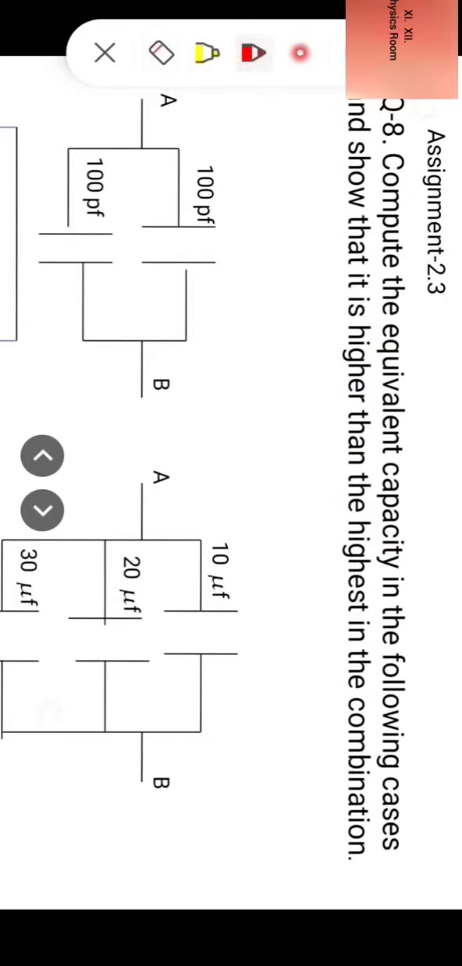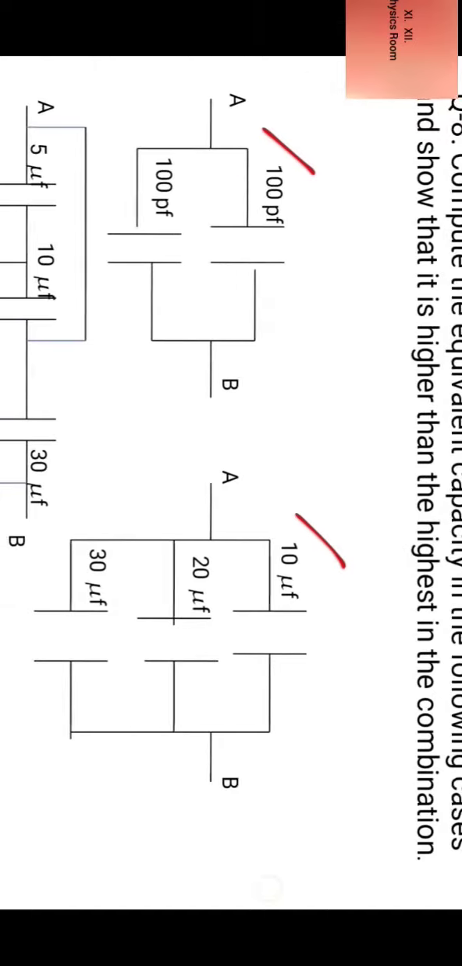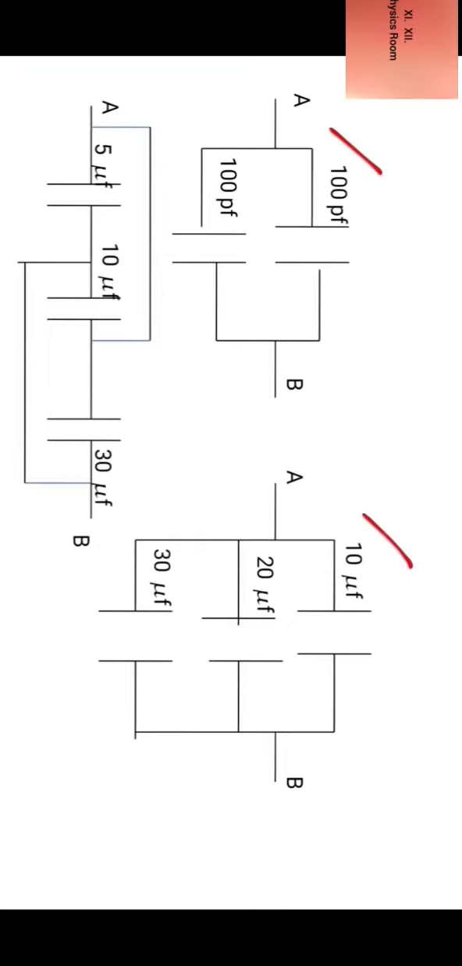Assignment 2.3 continued. Question number 8. Compute the equivalent capacity in the following cases and show that it is higher than the highest in the combination. First example, 100 pF, 100 pF in parallel, equivalent capacity will be 200 pF. So 200 is more than 100. In this example, we have 3 capacitors connected in parallel, 10 microfarad, 20 microfarad and 30 microfarad. So total capacity will be 10 plus 20 plus 30, it will be 60 microfarad. So 60 microfarad is more than 30 microfarad.